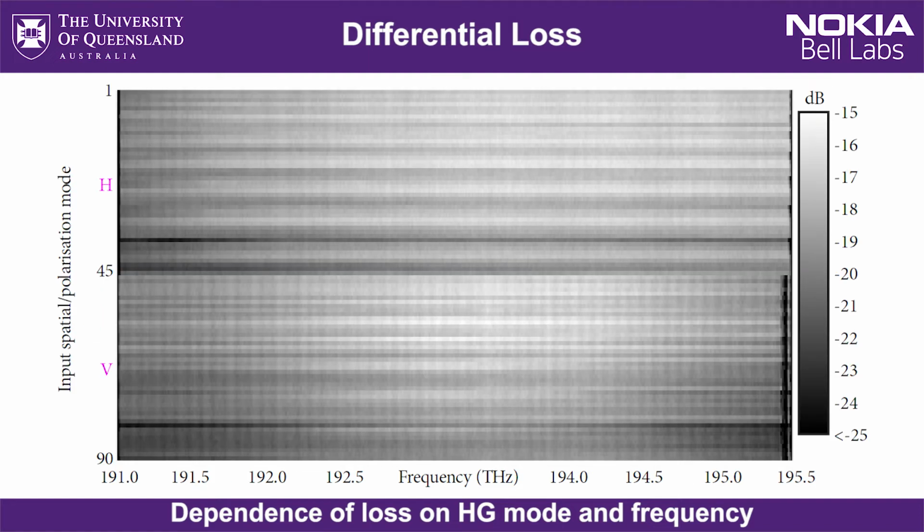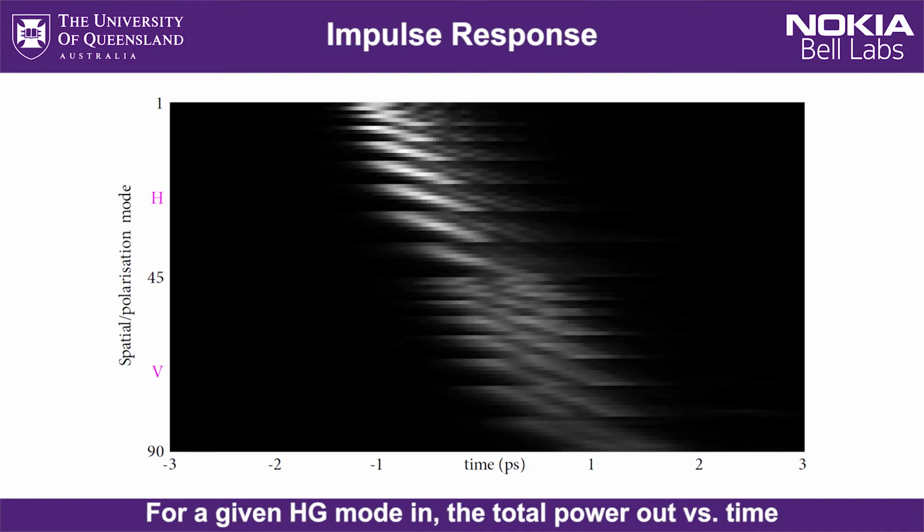This plot's basically the same as the previous, just organized in a different fashion. Probably the most notable feature is there's extra loss for mode 37 and the corresponding mode in the other polarization, mode 82, which implies that extra loss is being introduced by the multiplane light conversion system. Now, those previous plots were all about looking at how the performance depends on spatial mode and frequency. In the next plots, we're going to look at how the performance depends on delay.